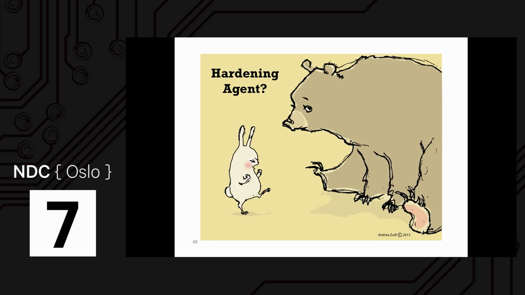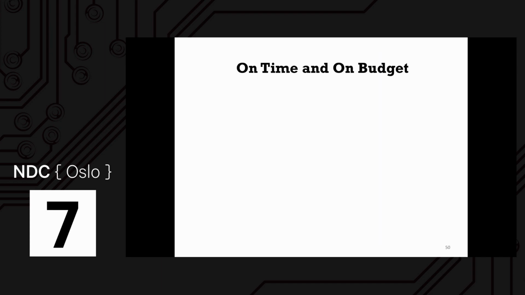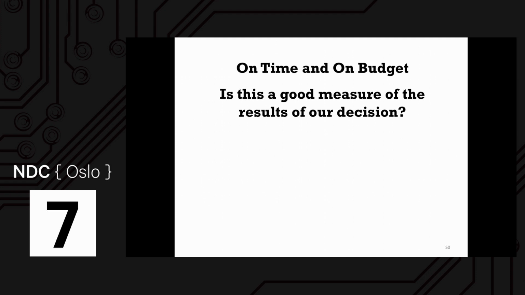Is it a hardening agent? What I've seen often is once people make a decision, they're reluctant to unmake the decision. And I think that's something we need to really consider. We should make it easy to undo decisions as soon as we have information that shows us maybe we're going down the wrong path. So I'll give just one example. Is on time and on budget a good measure of success on a project?